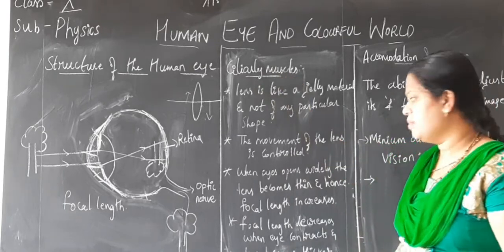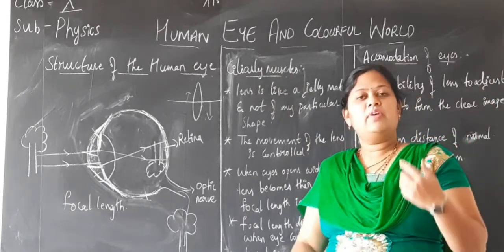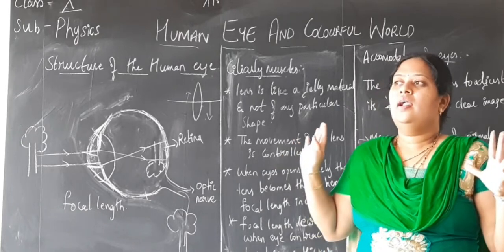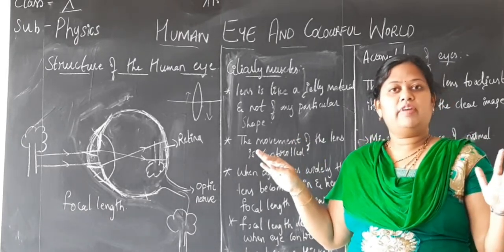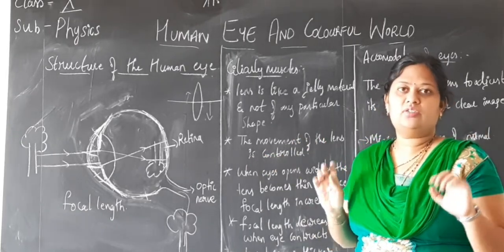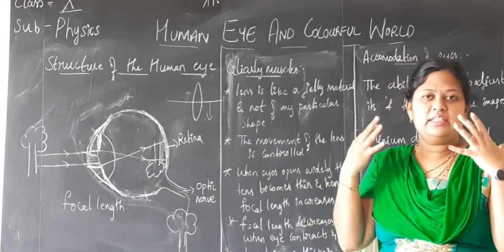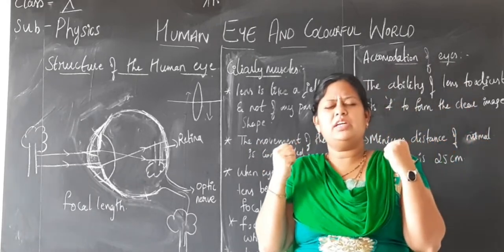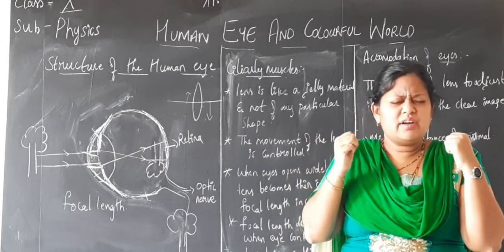By the ciliary muscles. I already said, when the light enters through the pupil, it decides the amount of light, like how much light has to enter. So if heavy, high intensity light is falling on our eyes, what do we do? Immediately close our eyes. When you are closing your eyes, what will happen?